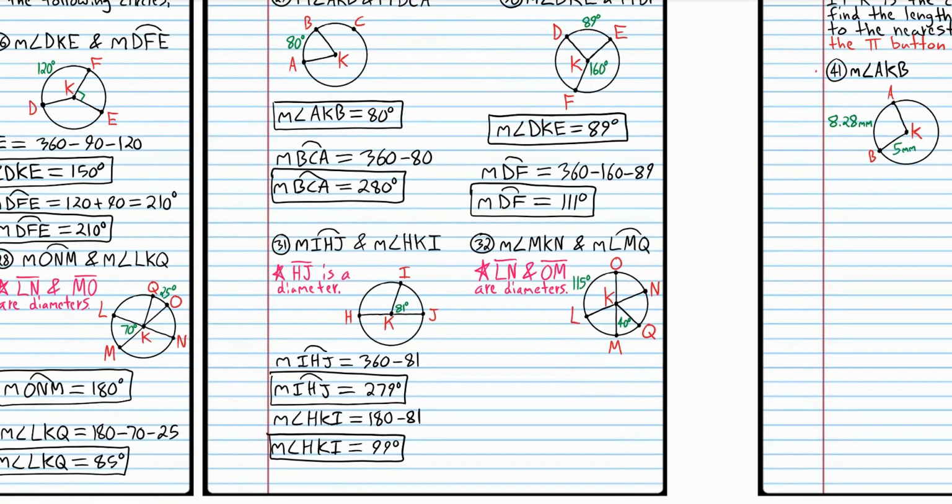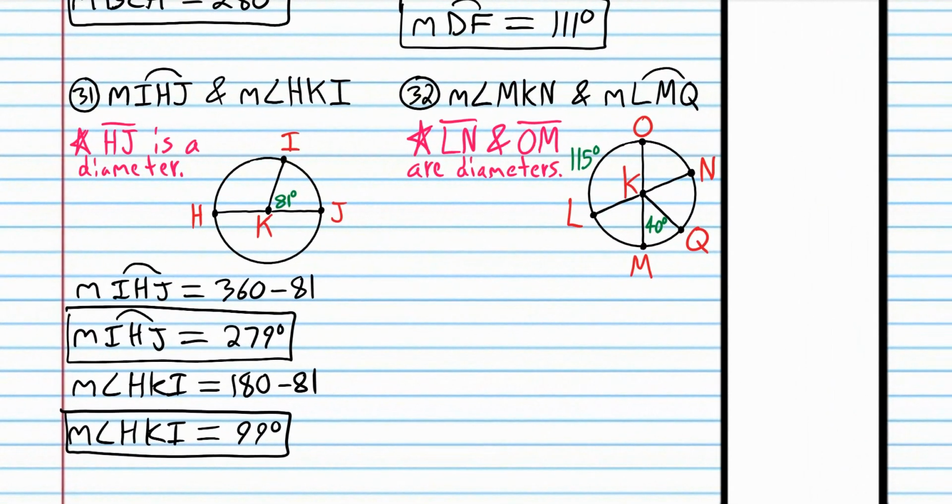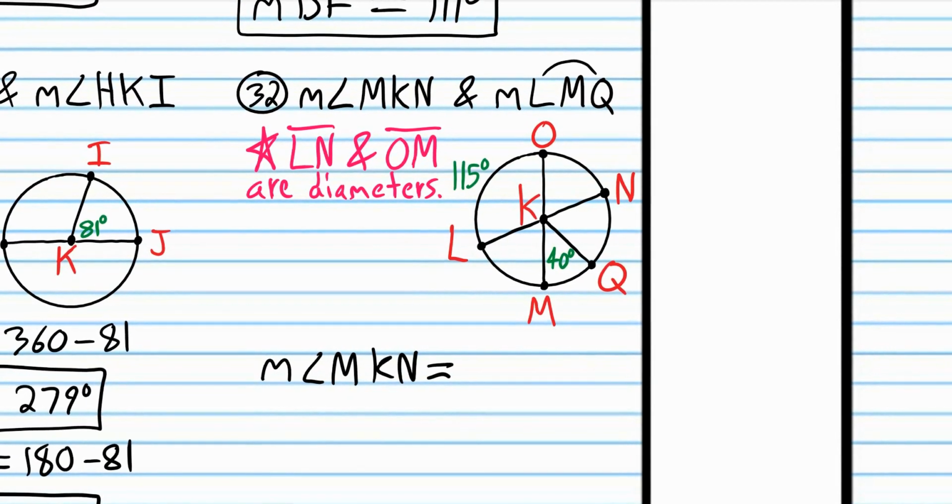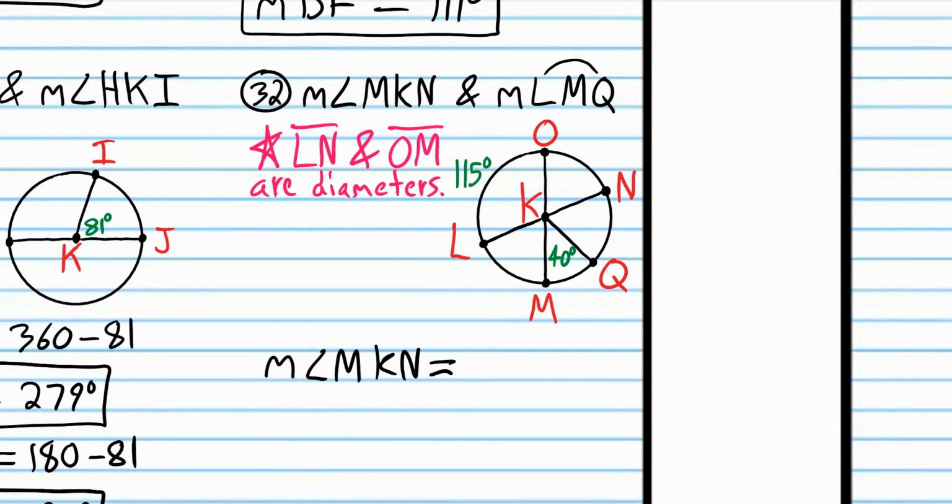All right, we're back. Measure of angle MKN. So we have two diameters. We need to keep that in mind. There's a lot of different ways to do this.